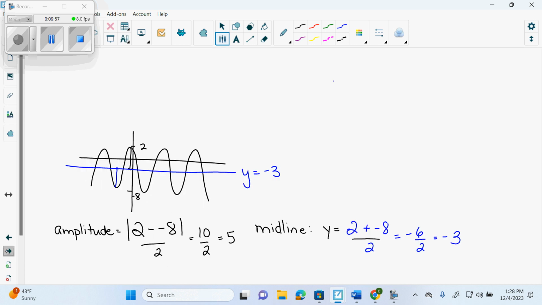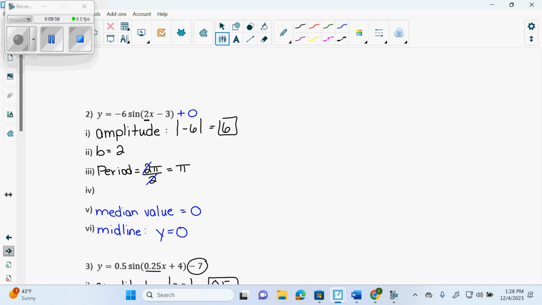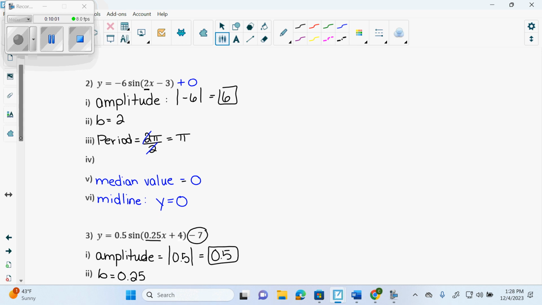Okay, let's look here. Okay, is there a C? C falls in your brackets. It shows you on the equation, C falls between the X and the bracket. So is there something between the X and the bracket? Yes. So is there a horizontal phase shift? Yes.